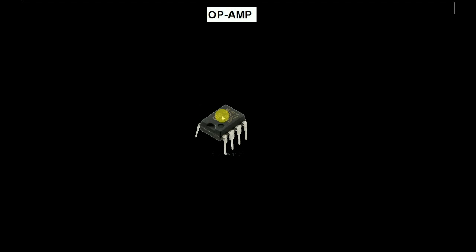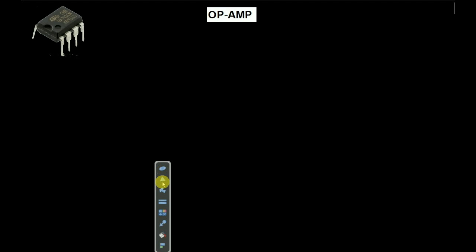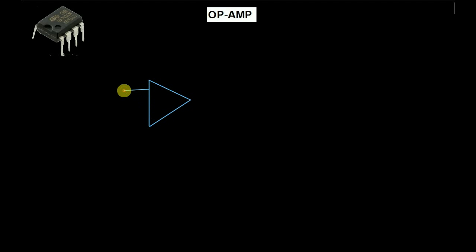In this part we will see some basic introduction about this op-amp. We will try to understand it by its block diagram. The block diagram looks something like this. I will draw it. It looks like a triangle. So this is the block diagram of the operational amplifier, and it has two inputs.